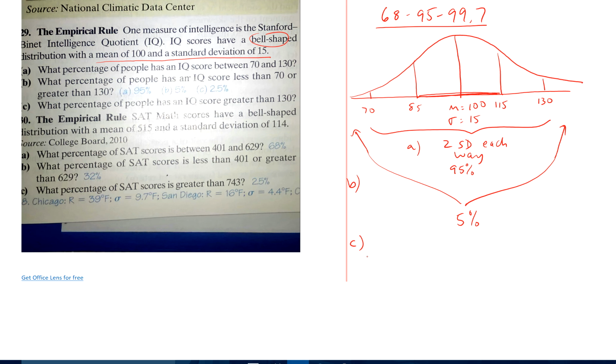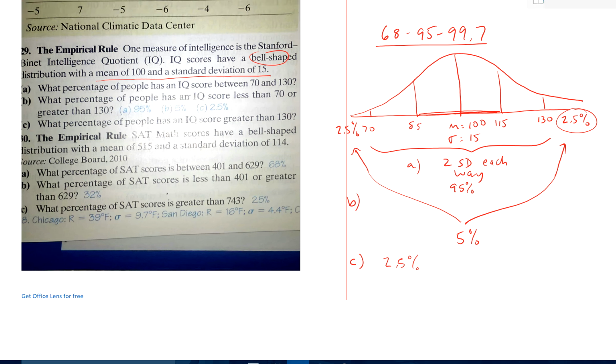Okay, and then C, what percent have an IQ score greater than 130? Well, if this is symmetric, which we're assuming bell-shaped is symmetric, then we would have 2.5% over here and 2.5% over here with 95% in the middle. So C would be 2.5%. Does that make sense?